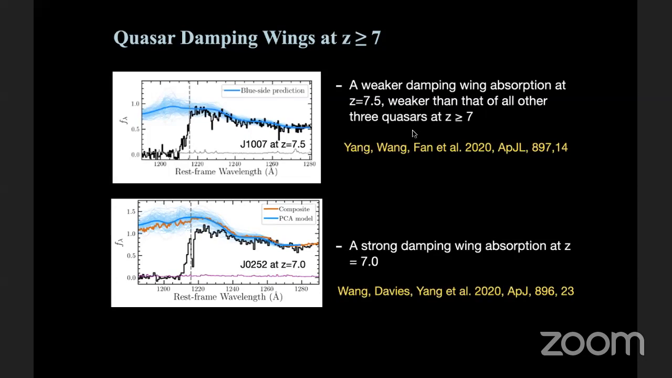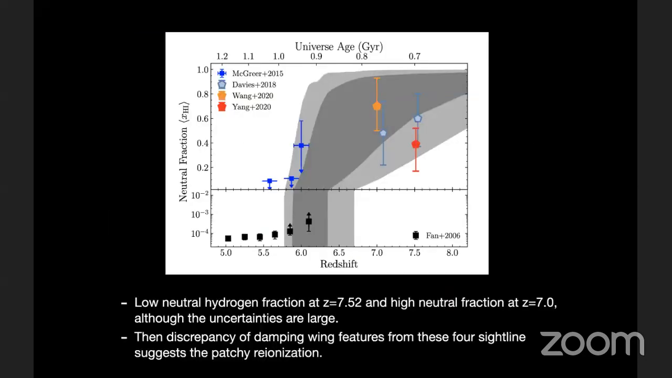Actually, the redshift 7.5 sightline has a weak damping wing feature that is weaker than all of the other 3 quasars at redshift above 7 that have similar measurements. The discrepancy of the damping wing absorption features between these 2 sightlines results in a discrepancy of the neutral hydrogen fraction estimate.